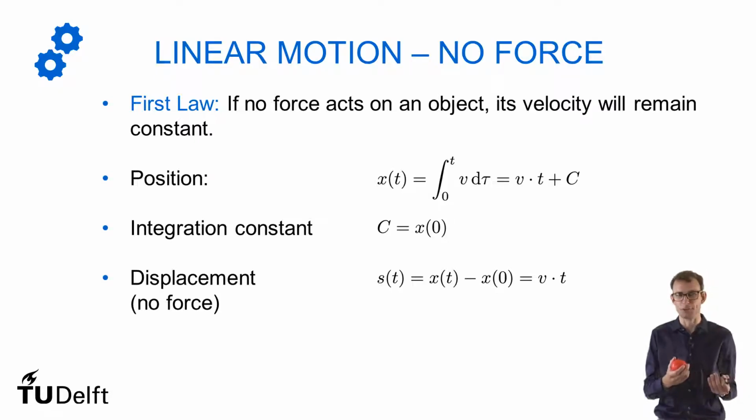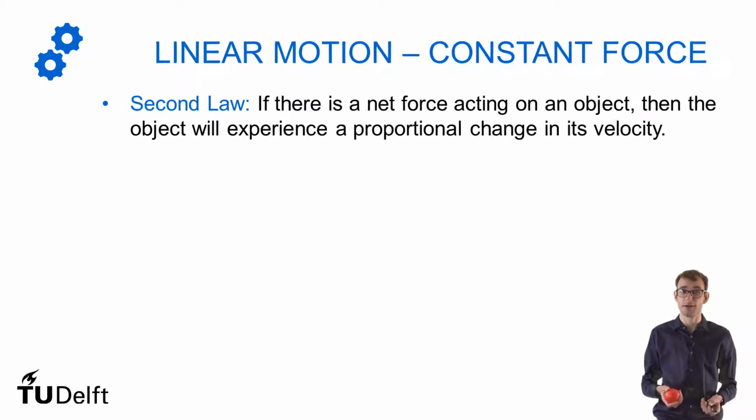All right, that was an almost trivial example. Let's make it slightly more interesting. Let's go to the second law and have a force acting on the ball. Now the velocity is no longer constant, but the acceleration is. If there's a constant force, we have a constant acceleration.